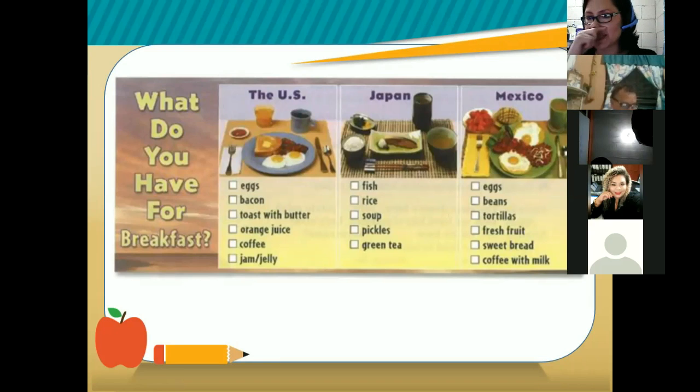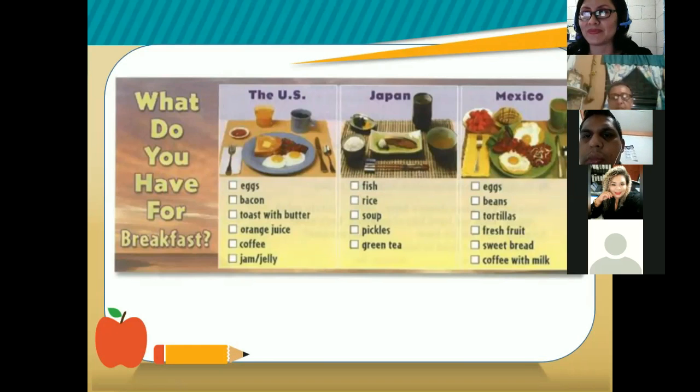So in the United States, who wants to read number one, United States? Eggs. What else? Bacon. Toast with butter. Orange juice. Coffee and jelly. Excellent. So we got eggs, bacon, toast with butter, orange juice, coffee, and it could be jam or jelly.